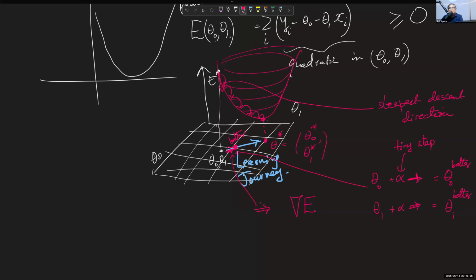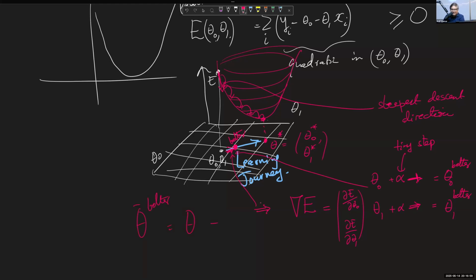The gradient is a fancy name for the derivative of a multivariate function, because the error function depends both on theta 0 and theta 1, doesn't it? And it is just made up of partial derivatives. Just as you would imagine, it is made up of d error/d theta 0, and d error/d theta 1, right? It's just a vector made out of this. So this arrow is actually this.